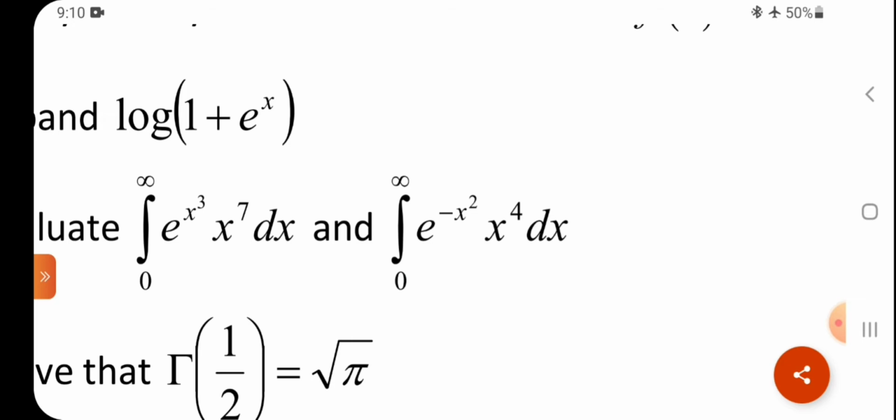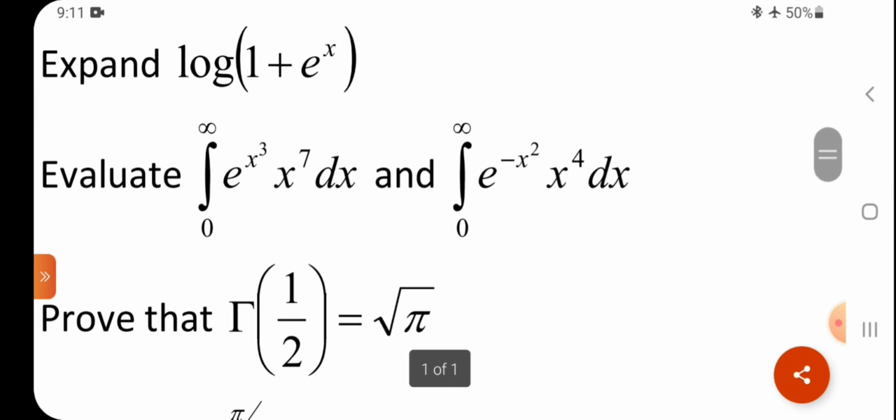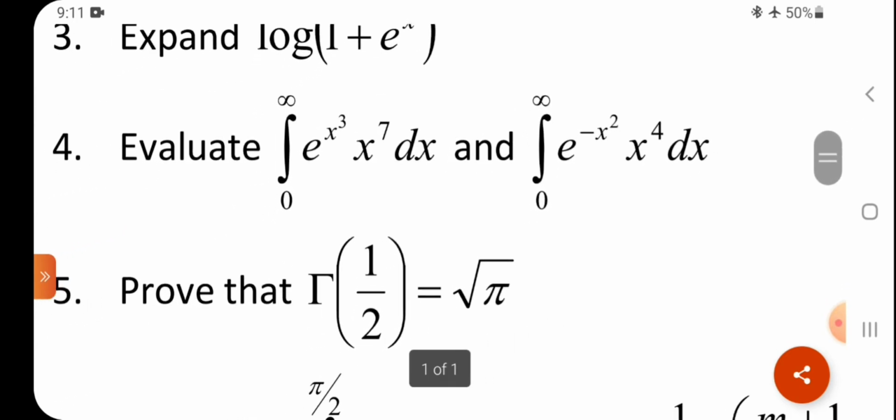Almost both are similar. The limits of integration here are 0 to infinity. So it is better to convert into the gamma function by supposing, in the first integral, x cube equal to t, and in the second one, x square equal to t. Just by replacing with a new variable, it can directly be converted into the gamma function.